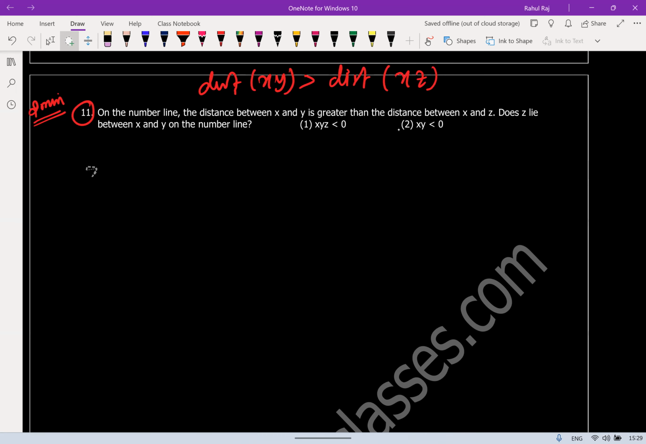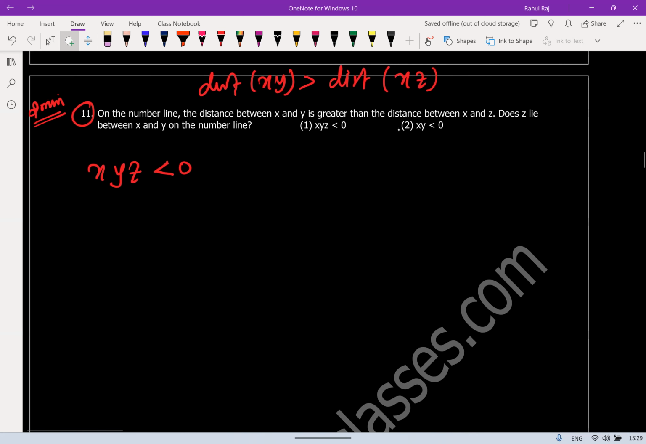My first option is xyz less than 0. There's nothing more we can do because the question is very straightforward. Does z lie between x and y or not? This is my question. So statement number 1 says xyz is less than 0. So when can it be less than 0? When x is negative, y is positive, z is positive. When x is positive, y is negative, z is positive. When x and y are positive, z is negative. And when all three of them are negative. Straightforward logic. Agreed?